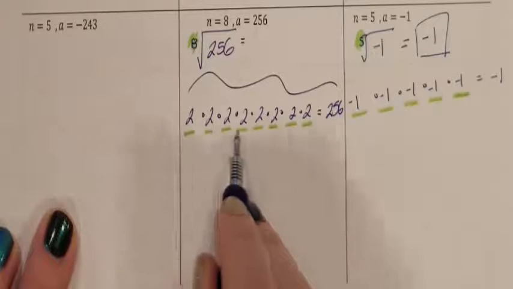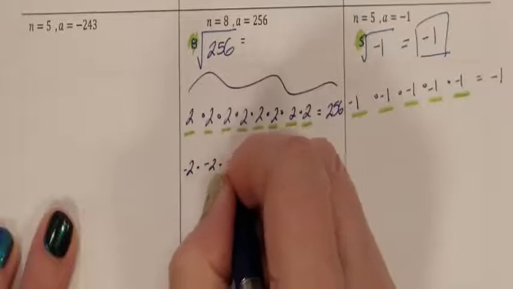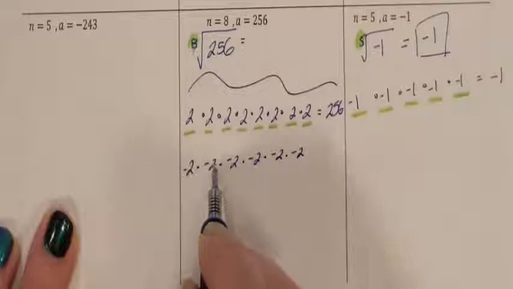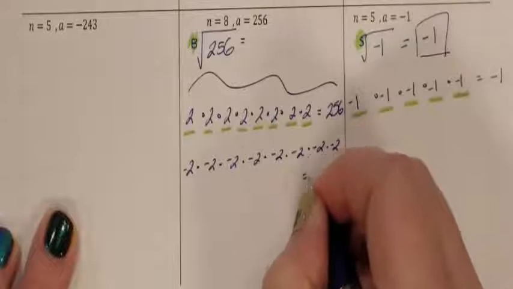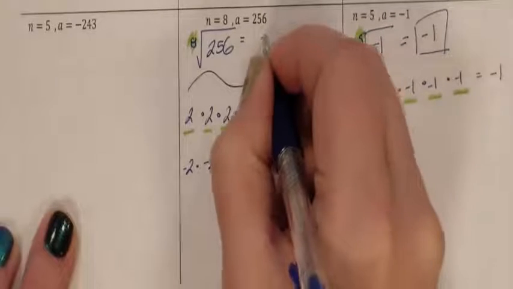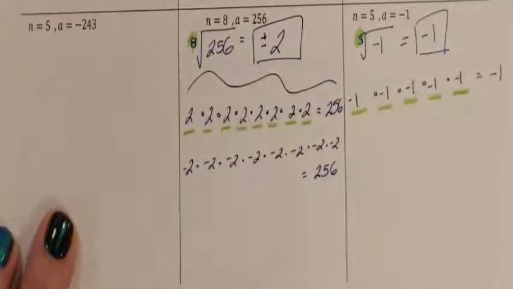So I know all these positive 2s would equal it, but I know that all these negative 2s would have equaled it as well. 1, 2, 3, 4, 5, 6, 7, 8. That also would have given me positive 256. So my answer is both the positive and the negative 2 would have given me 256.